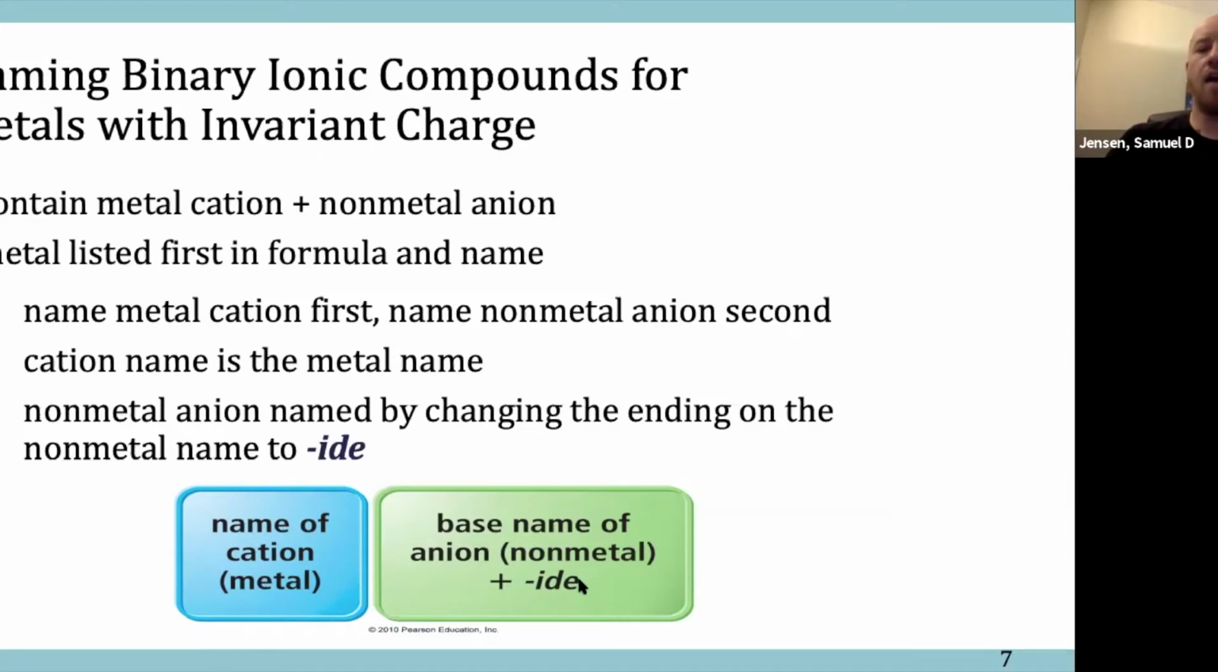The anion has a slight shift in its name to have an -ide ending. So instead of chlorine, it becomes chloride. Instead of bromine, it is bromide.